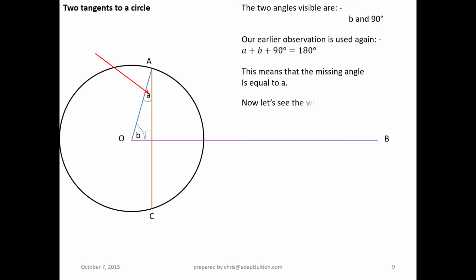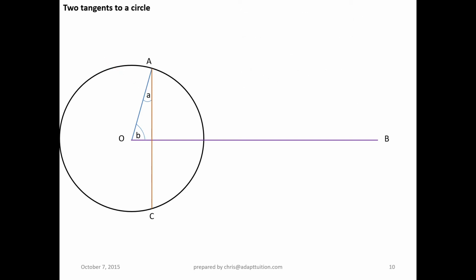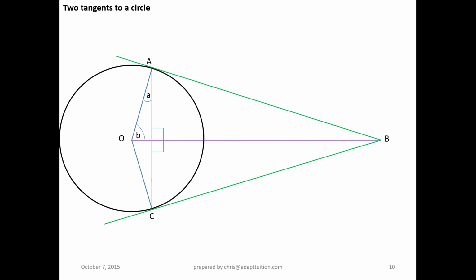Now let's see the whole picture. We're going to reintroduce a bunch of lines here. Remember, the shape on top and the shape below are reflections of each other. So all the angles we found in the shape above can be put in the corresponding places in the shape below. This purple line is like a mirror line.